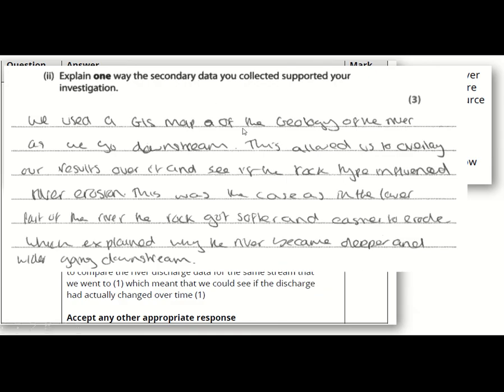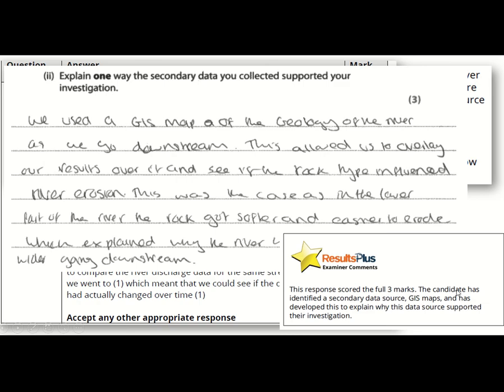We used a GIS map of the geology of the river as we go downstream. That's worth 1 mark. This allowed us to overlay our results over it and see if the rock type influenced the river erosion. This was the case as the lower part of the river, the rock got softer and easier to erode, which explained why the river became deeper and wider going downstream. So again, really clear, you've got the 3 marks there, the 3 aspects, and again it tells you why.